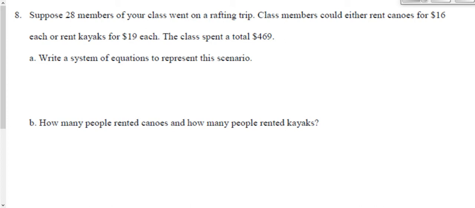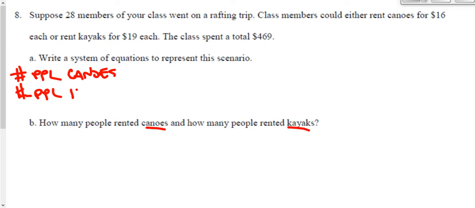So we're going to write a system of equations and answer the question, how many people rented canoes and how many people rented kayaks? Now this question is important because the very first thing I need to do when writing an equation is determine what my variables are based on what they mean. So I need to find the number of people who rented canoes and the number of people who rented kayaks.